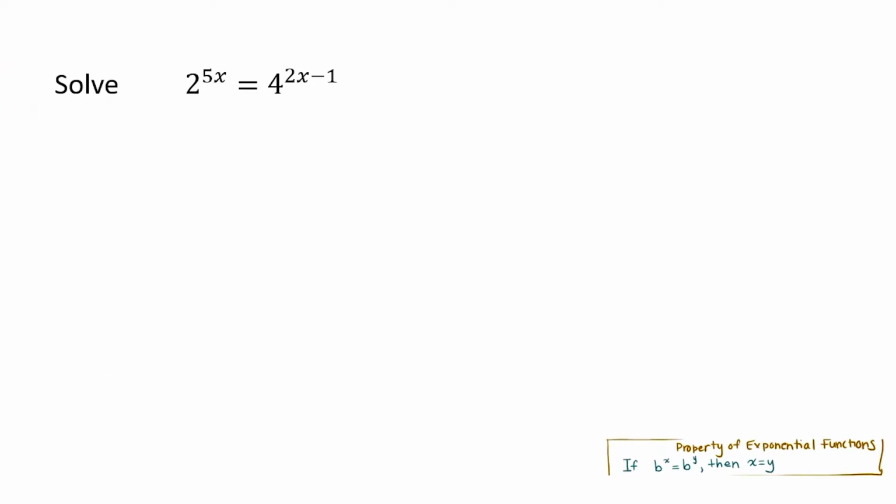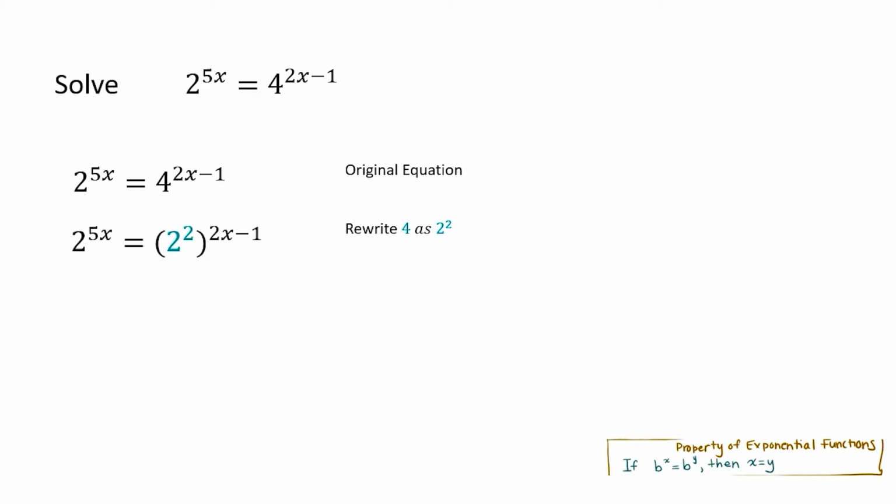Now let's solve the second equation. Here we have very similar steps since we have different bases, but we can rewrite 4 easily. So let's rewrite 4 as 2 to the power of 2. And now, again, we need to use the power of a power, which means I need to multiply 2 by this expression. So therefore, I will get 2 to the power of 5x equals 2 to the power of 4x minus 2.